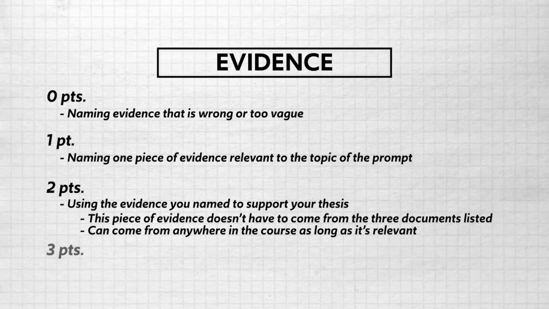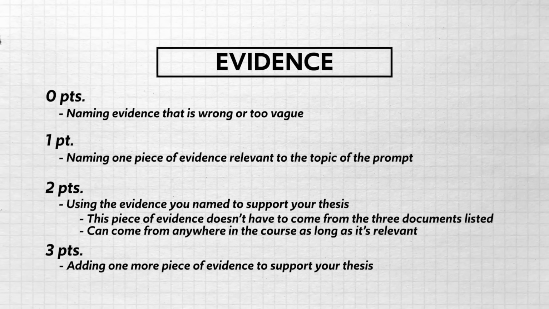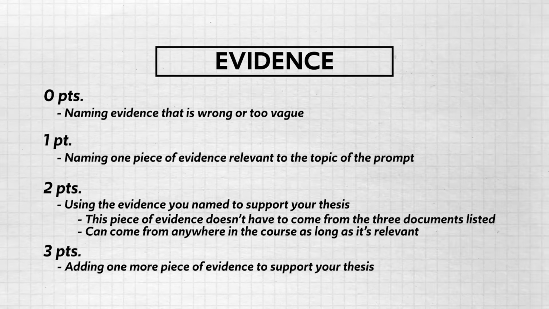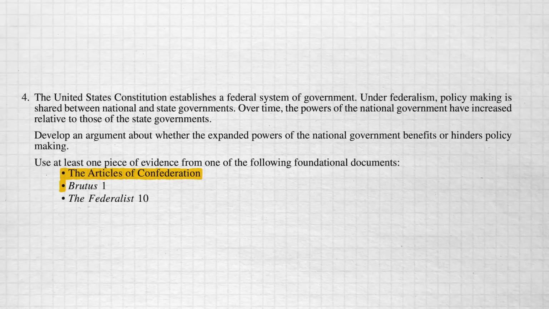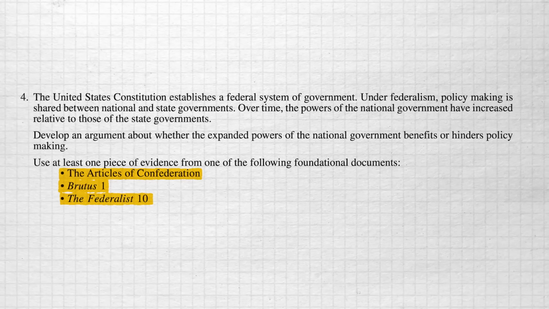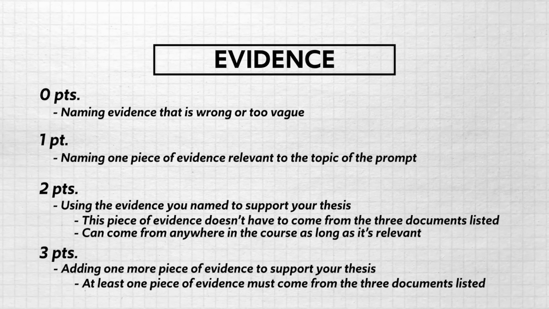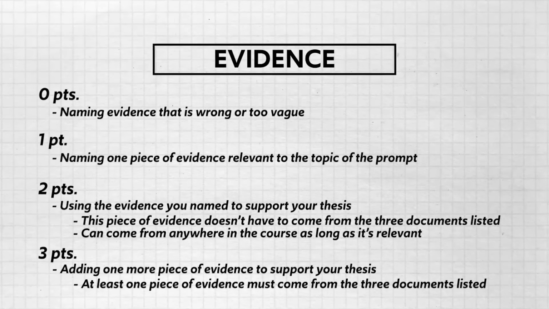This point also builds on the last point. In the last point, you earn 2 points for using one piece of evidence to support your thesis. Here, you just need to add one more piece of evidence to support your thesis, and that will get you 3 total points. However, let me hasten to add, in order to earn 3 points, at least one piece of evidence has to come from the documents they list in the prompt. The second piece can also come from another document in the list, or it can come from anywhere in the course, but one of them has to come from that list.